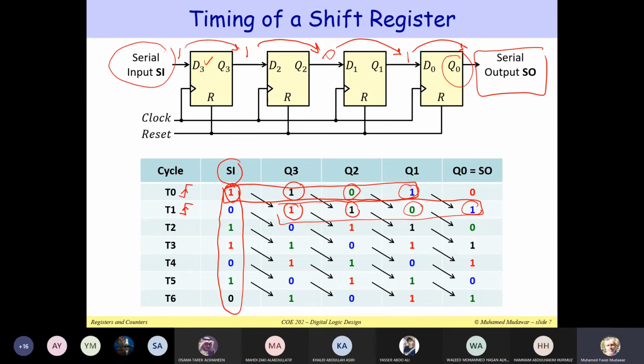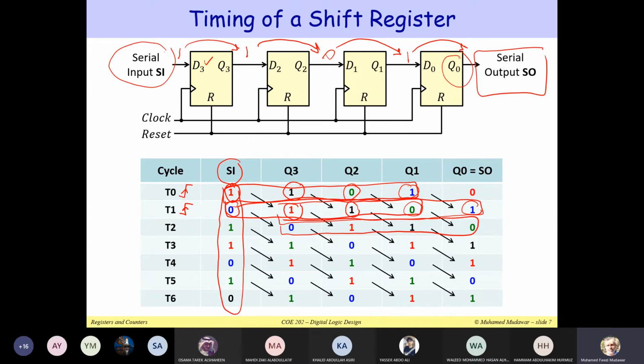Notice that if the next input here is 0, then here we have 0, 1, 1, 0. So basically we are taking these 4 bits and shifting them to the right, cycle by cycle. So this is the timing of a shift register. It's really easy to understand. It's not really that difficult. Remember that we are changing all of these flip-flops simultaneously at the same edge of the clock. The clock is very important here because it synchronizes all the flip-flops which are used in this shift register.